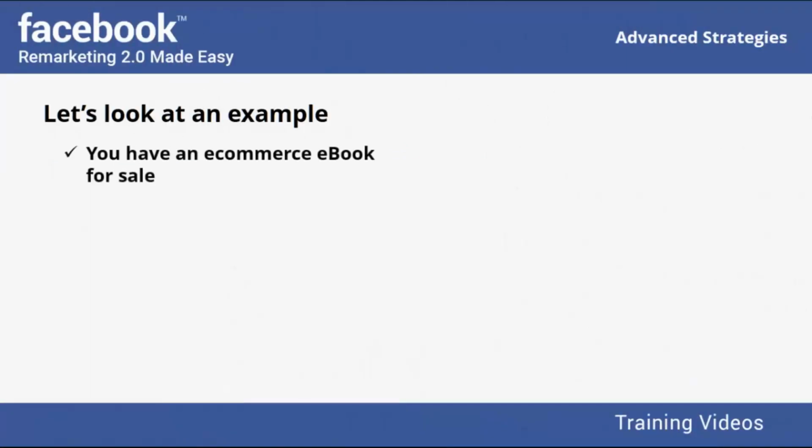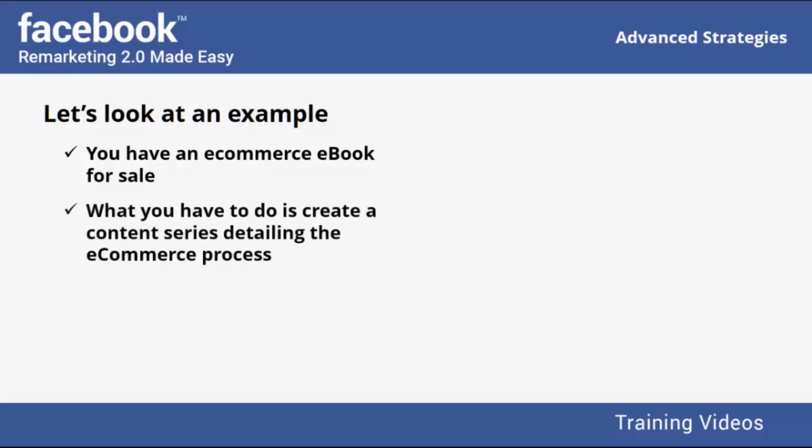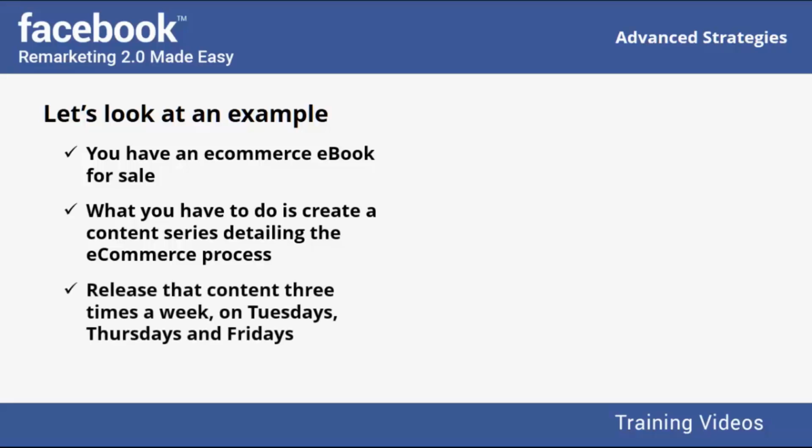You have an e-commerce ebook for sale, and you see that there are people that visit the page for that product on a very regular basis, yet they don't buy it. They don't even opt into your email list to receive updates for the product. What you have to do is create a content series detailing the e-commerce process, just like it is explained in the product. Release that content 3 times a week, on Tuesdays, Thursdays, and Fridays.